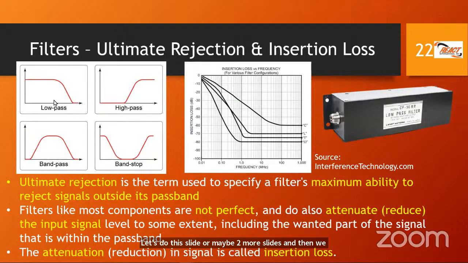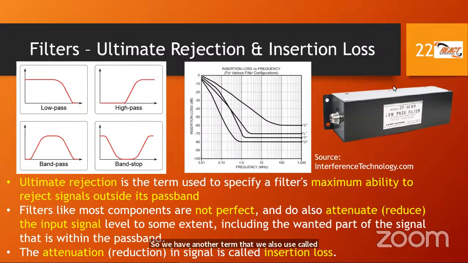All right. So we need to talk about ultimate rejection. No, it's not a band. It's a term that we use in amateur radio. And what that term refers to is a specification of a filter's maximum ability to reject signals outside its pass band, right? So we have another term that we also use called insertion loss that we need to be familiar with.